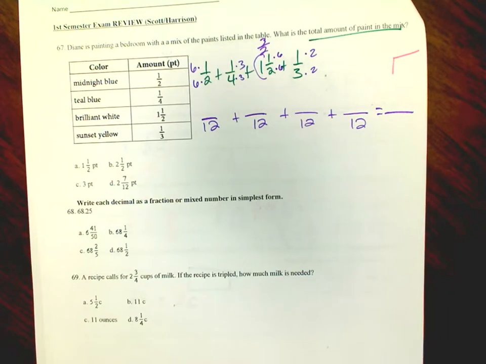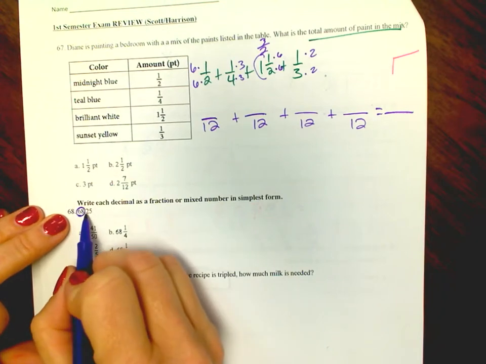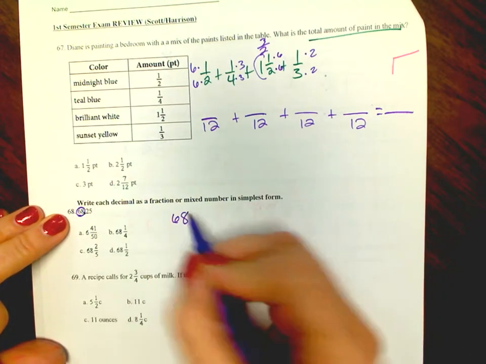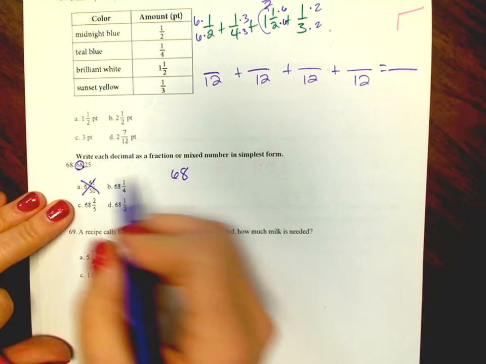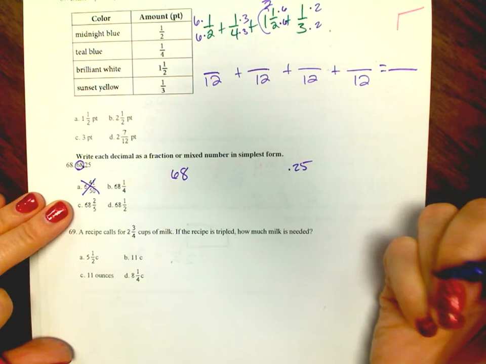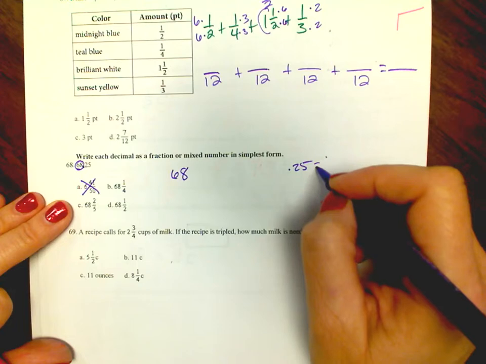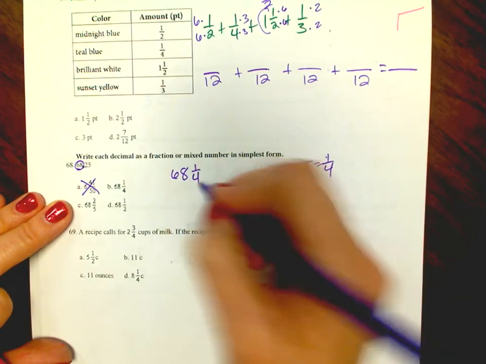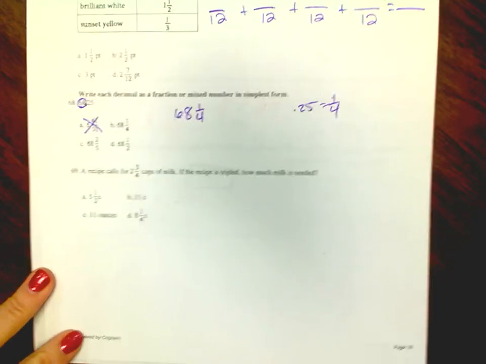Number 68. Write each decimal as a fraction or mixed number in the simplest form. So we know that we have 68 wholes because the decimal's after that. So we know it's going to be 68, so we can cross that one off. I want to work with the 0.25. We know because of money, 4 quarters make $1, and that's 25 cents. So 0.25 equals 1/4.